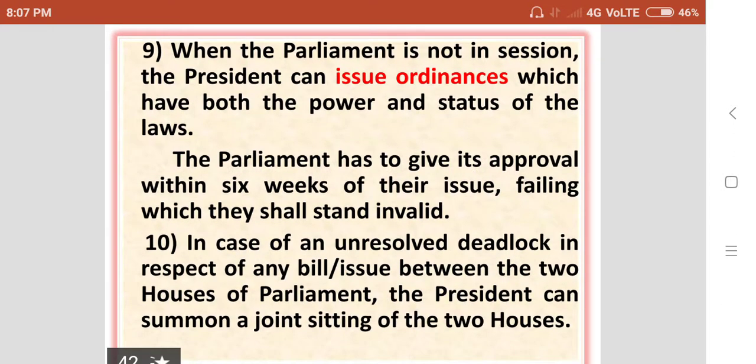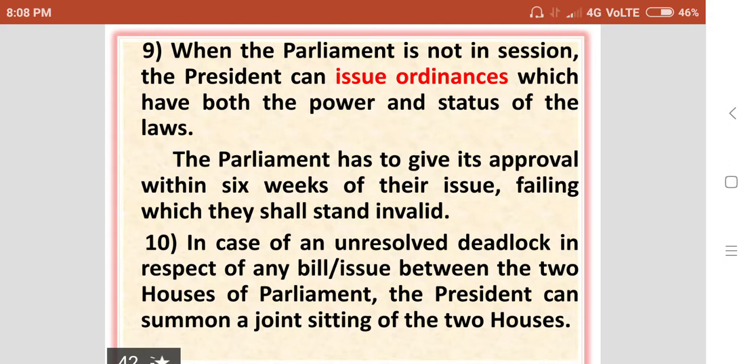Then ninth legislative power of the president. When the parliament is not in session, the president can issue ordinances which have both the power and status of the laws. The parliament has to give its approval within 6 weeks of their issue, failing which they shall stand invalid.